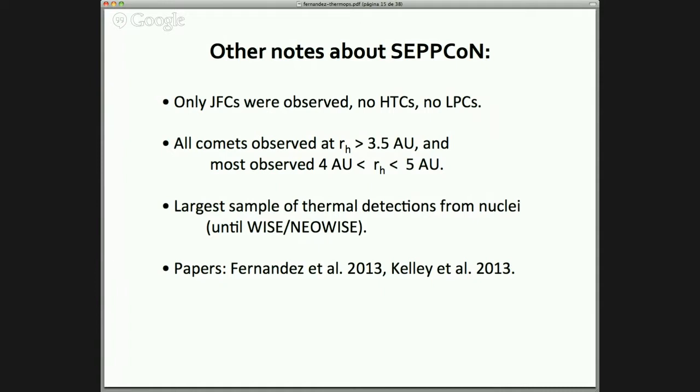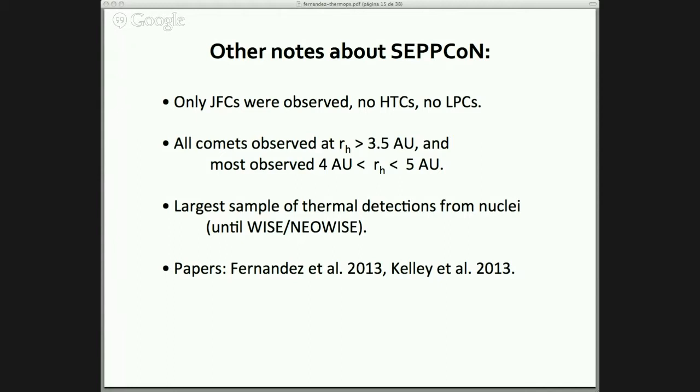A little bit more about the survey. We only looked at JFCs, Jupiter family comets, just to keep the sample reasonable. We didn't look at Halley types, and we didn't look at long period comets. We tried to look at all these objects when they were far from the sun, between 4 and 5 AU heliocentric distance, because we want to minimize coma. So we're trying to look at them when they were far away and hopefully less active.